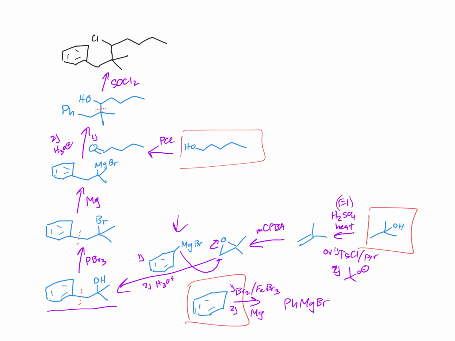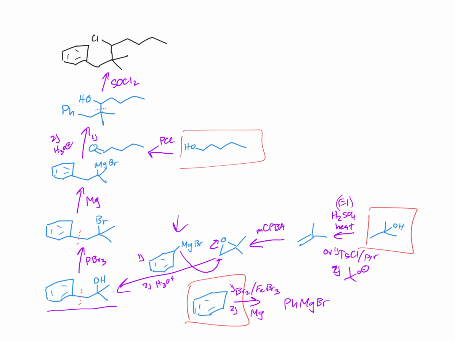And I can make the final chlorine species via SOCl2. I would like to point out that if you wanted to go further in this synthesis and make a more complex molecule, you could take this alcohol, turn it into a bromine, make a Grignard here, or you could oxidize it to get a ketone and add a different Grignard.